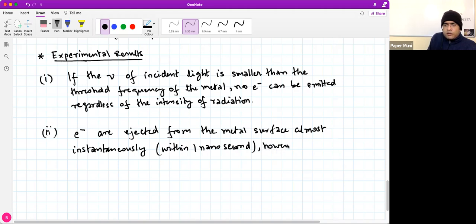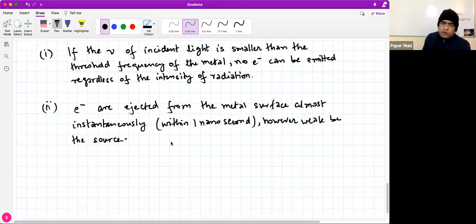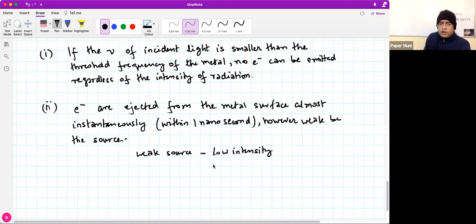However weak be the source. It doesn't matter. By weak source, we mean in this case the intensity is low. Low intensity. And this also means a lower number of photons.